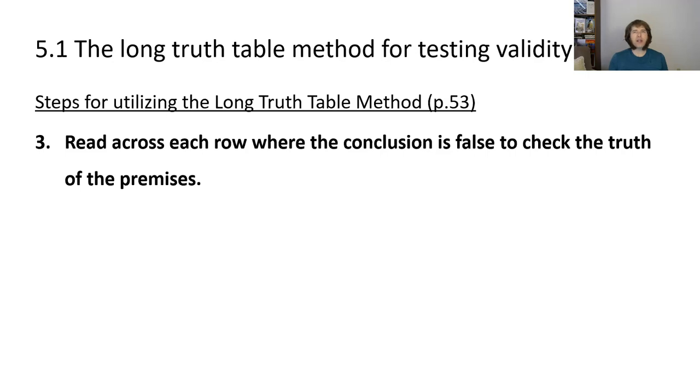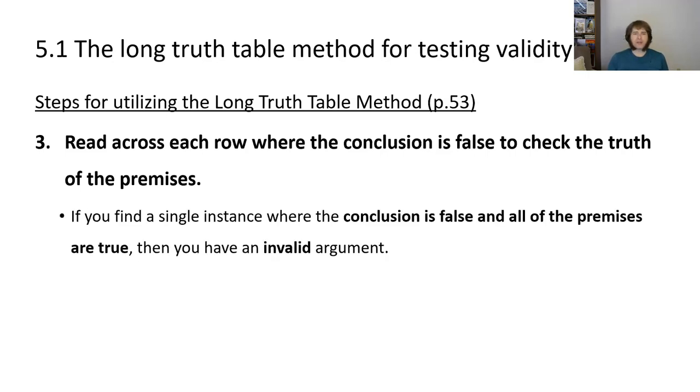So what does that mean we're going to be looking for? Well, it means we're going to be looking for this. If you find a single instance where the conclusion is false and all the premises are true, then you have an invalid argument. Why is that? Well, like I just said, a formally valid deductive argument is truth preserving. The truth of the premises guarantees the truth of the conclusion.